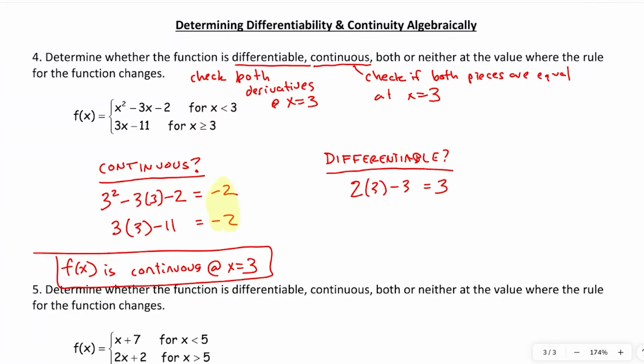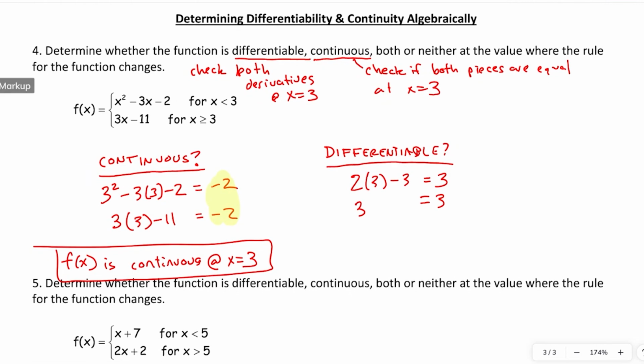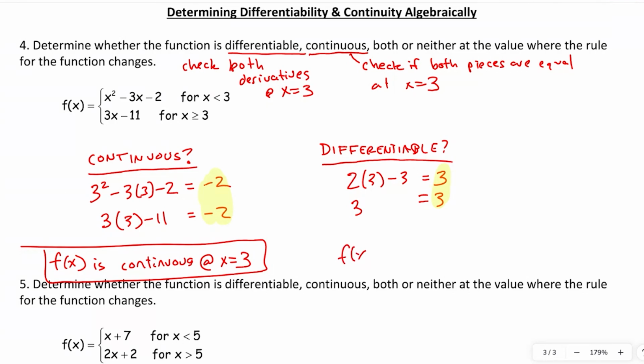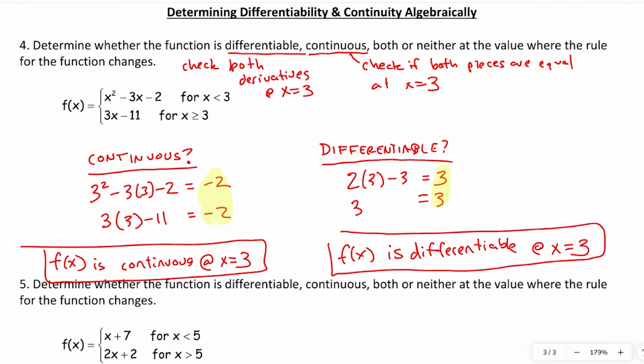All right, we'll check the second one. What's the derivative of the second one? 3, and 3 equals 3. So those are the same. So we can say f of x is differentiable at x equals 3. So not only is it continuous, but it's differentiable.